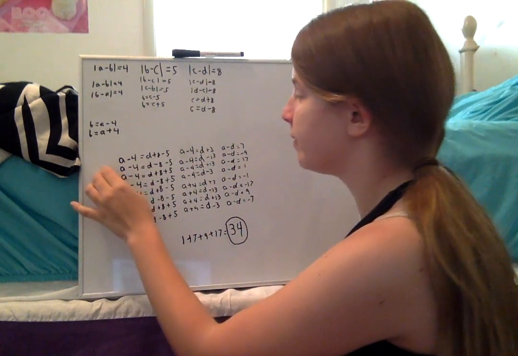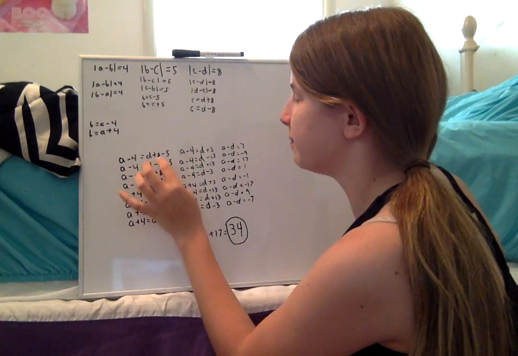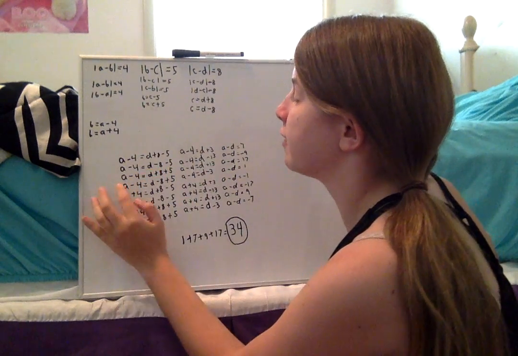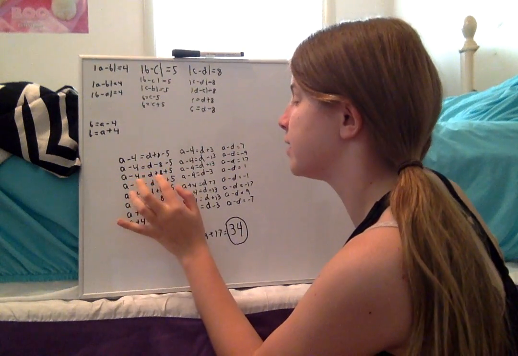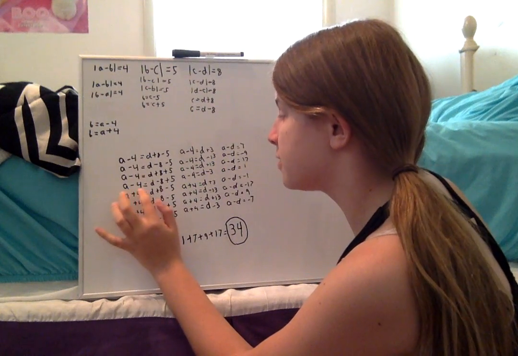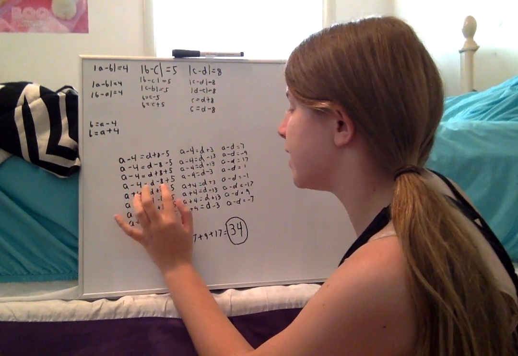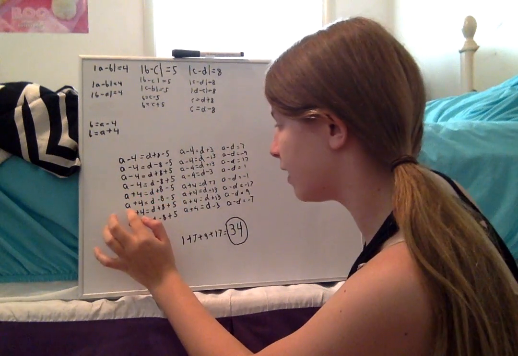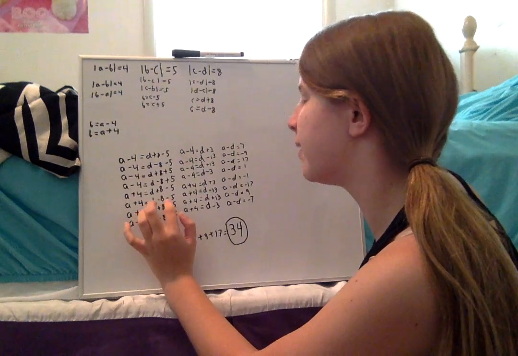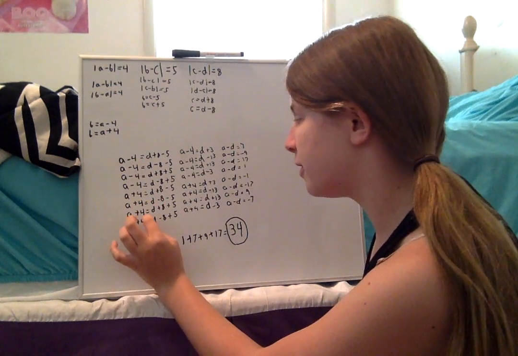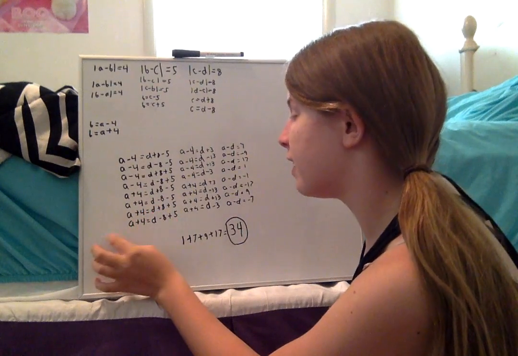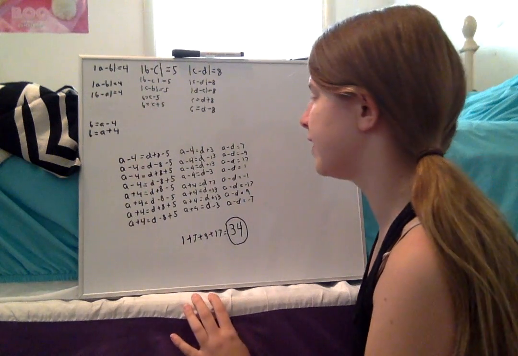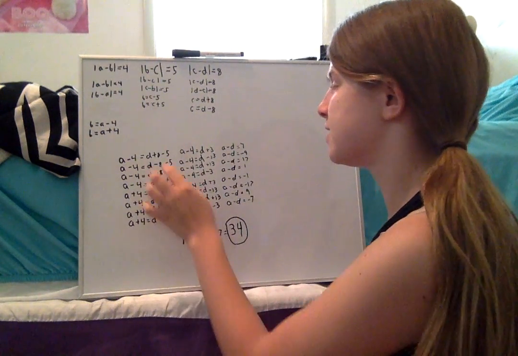So then I have A minus 4 equals D plus 8 minus 5, A minus 4 equals D minus 8 minus 5, A minus 4 equals D plus 8 plus 5, A minus 4 equals D minus 8 plus 5, A plus 4 equals D plus 8 minus 5, A plus 4 equals D minus 8 minus 5, A plus 4 equals D plus 8 plus 5, A plus 4 equals D minus 8 plus 5.